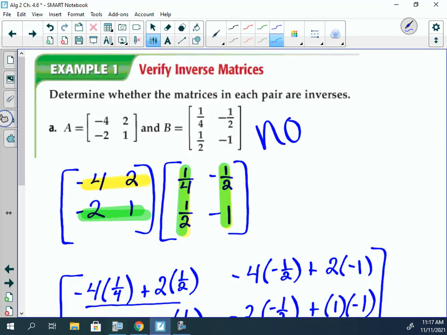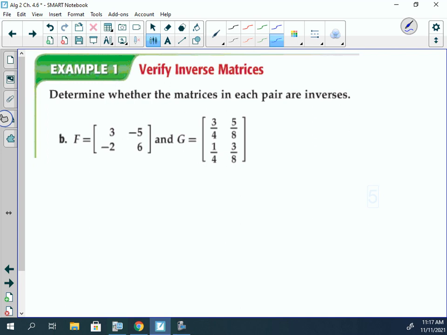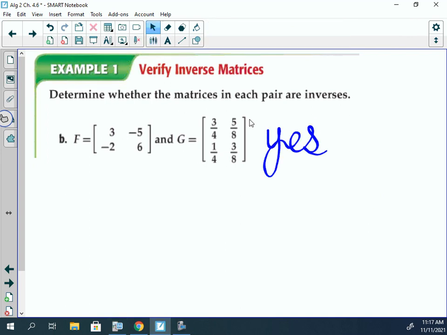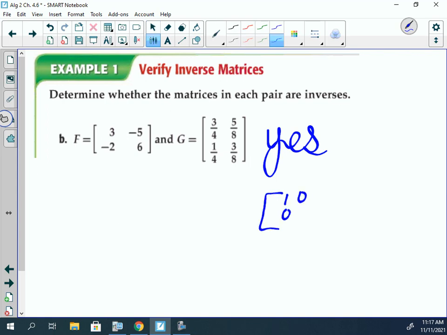So this one here was no. But these two are, yes, they are inverses because their product gives us the identity. If any two matrices multiplied together give us the identity matrix, so here when they multiplied, they gave us 1, 0, 0, 1, they will be inverses. Any questions on determining if two matrices are inverses?